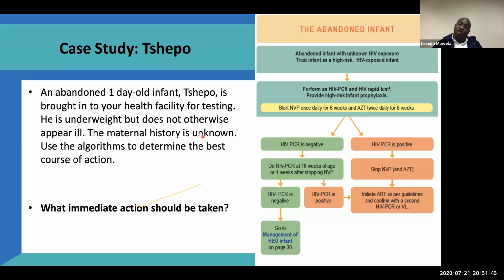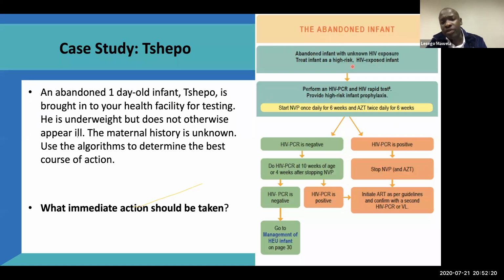This is important because the algorithm has been updated, and this is my last slide for tonight. Pay attention: abandoned infant with unknown HIV exposure. So like here, Tepo is abandoned. We don't know where the mother is, right? We must treat the infant as high risk. So when you get these babies, you must check their temperature, check their sugar, feed the baby, ensure that the baby is alive. If it needs oxygen, give the baby oxygen. Whatever the baby needs, you give them.